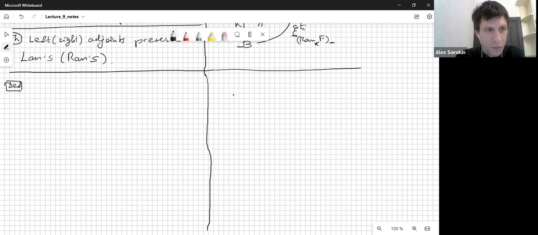So definition, part B. Suppose we have diagram A. Here is our E.